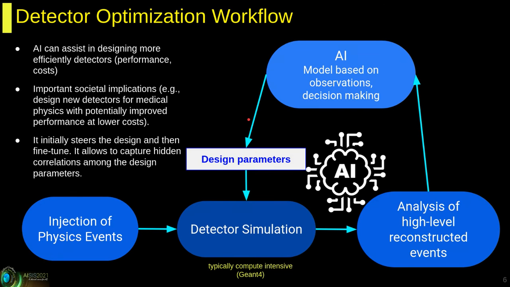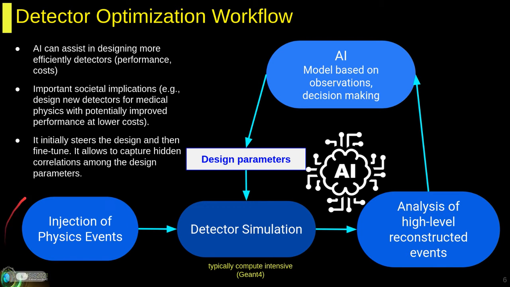Here is a typical working scheme on how AI can help steer designing the EIC detector systems. Using AI, one can build more efficient detector in terms of performance and also include costs to be minimized. The shown scheme here can be adapted outside of particle physics community too. For example, designing medical physics detectors with potentially improved performance and low cost. Finally, AI not only fine tunes the optimization but steers the design and will be capable to capture any hidden correlations, if any, among different design parameters.